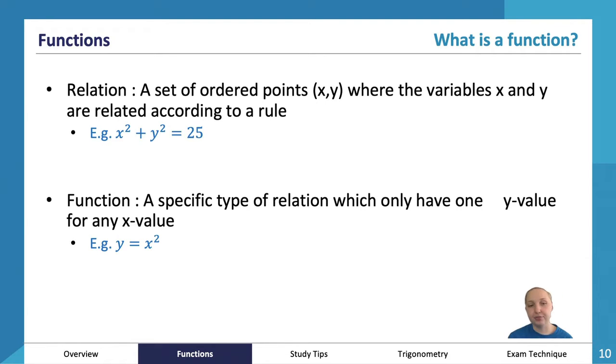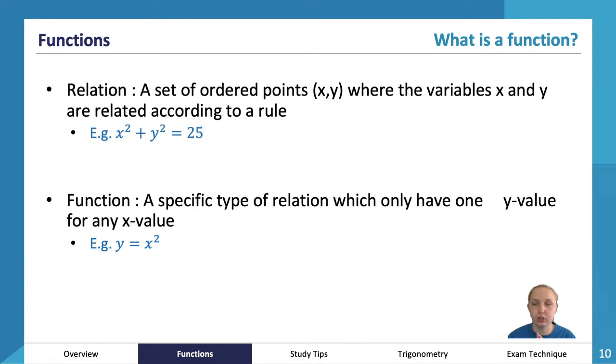Then we have a function, which is a specific type of relation which has only one y value for any x value. Essentially what that's saying is that when you have x values on your x-axis, each of those x values is only going to be related to one single y value. So let's think about this in terms of the examples that I've got written down there.